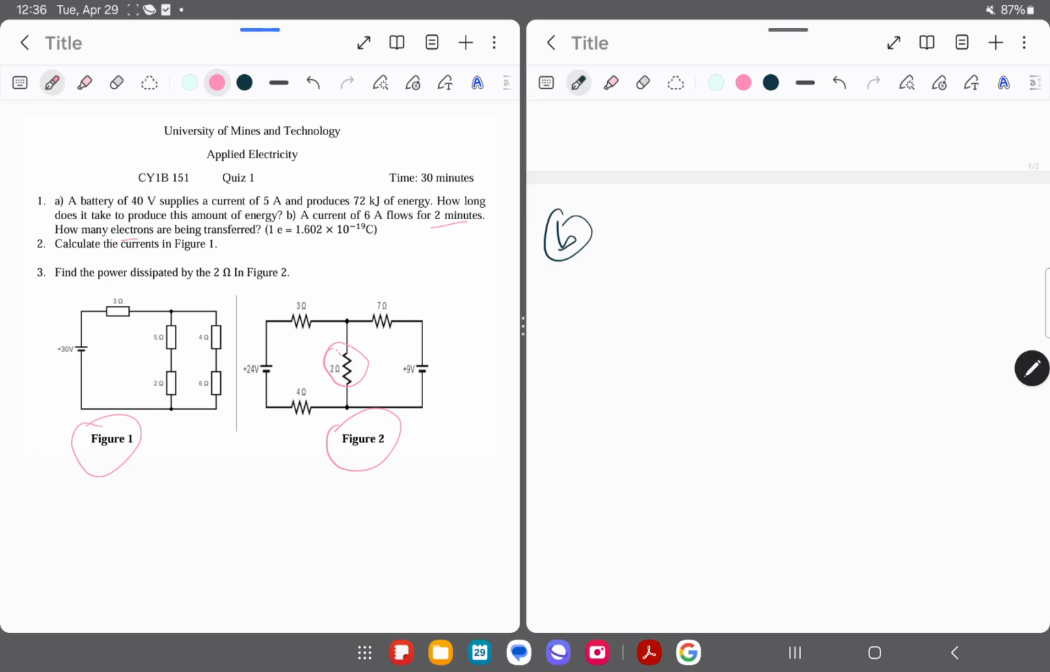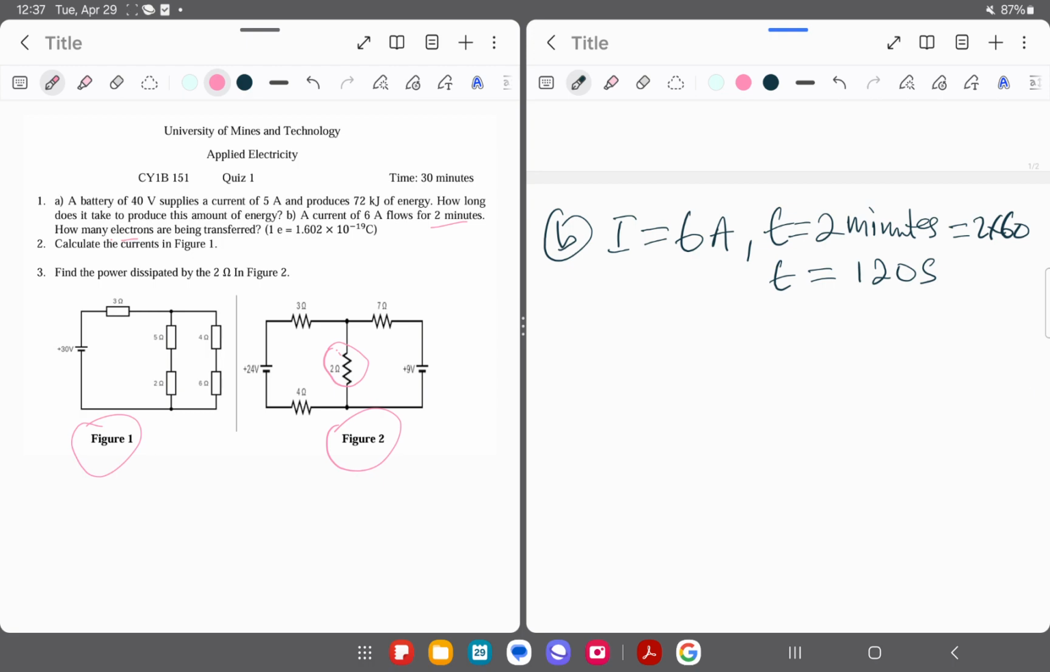So we can see that from the question, I'm going to write the parameters that I'm given. We are given current equals 6 amps. The time here is what? 2 minutes. Right? So 2 minutes is going to be what? 2 times 60. Right? So time here is going to give me 120 seconds. Right? So time is 120 seconds.